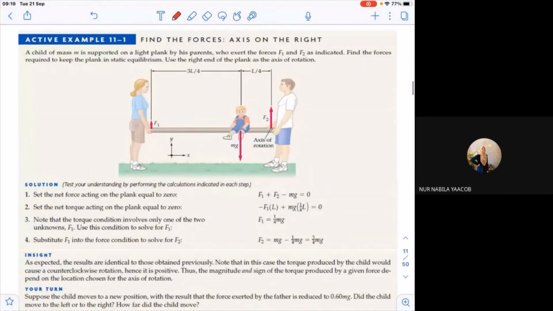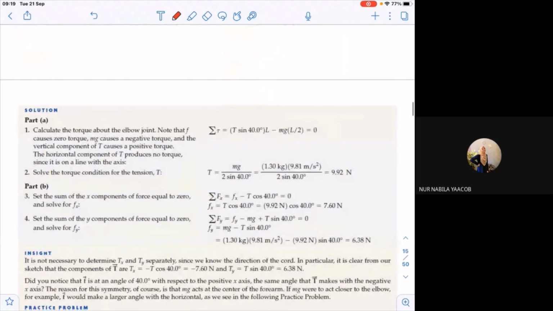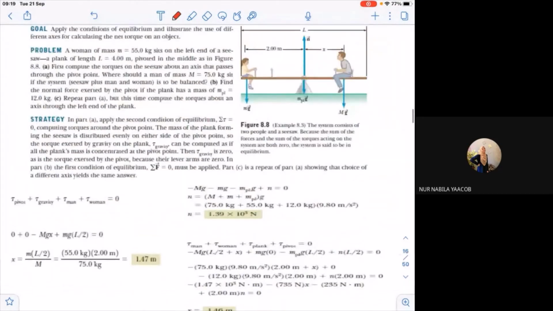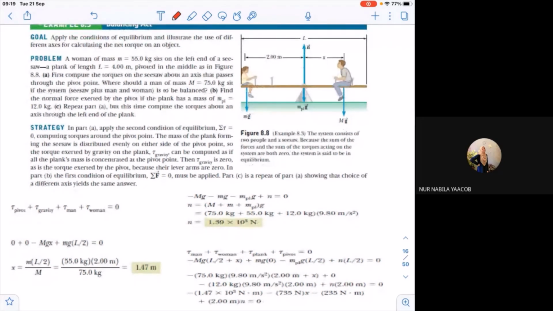So look at these examples. I don't want to do this example first because it doesn't give some value. I think this one is good. After this, then we go to that part. A woman of mass M equals 55 kilograms sits on the left end of a seesaw, a plank of length L, which is 4 meters, pivoted in the middle as in the figure. Pivoted, that means some pivot.